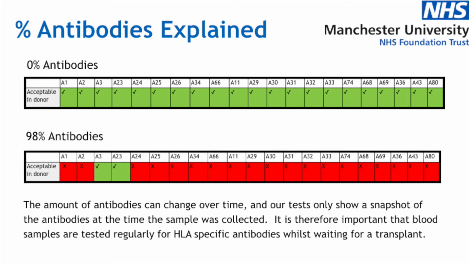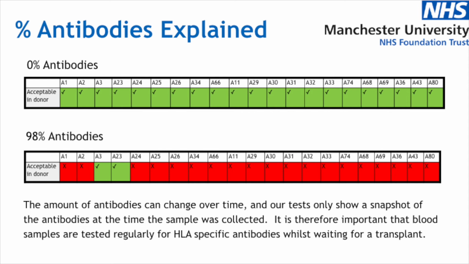So the A1, 2, 3, etc. that are along the top of this table are different HLA types, because there are lots and lots of different HLA types. There's millions of HLA types. And if you produce antibodies, then you're not allowed to have a donor that has that HLA type. So in the top table, we've got somebody who's got no antibodies, so 0% antibodies, and they can have all of the tissue types that are listed in that top table.